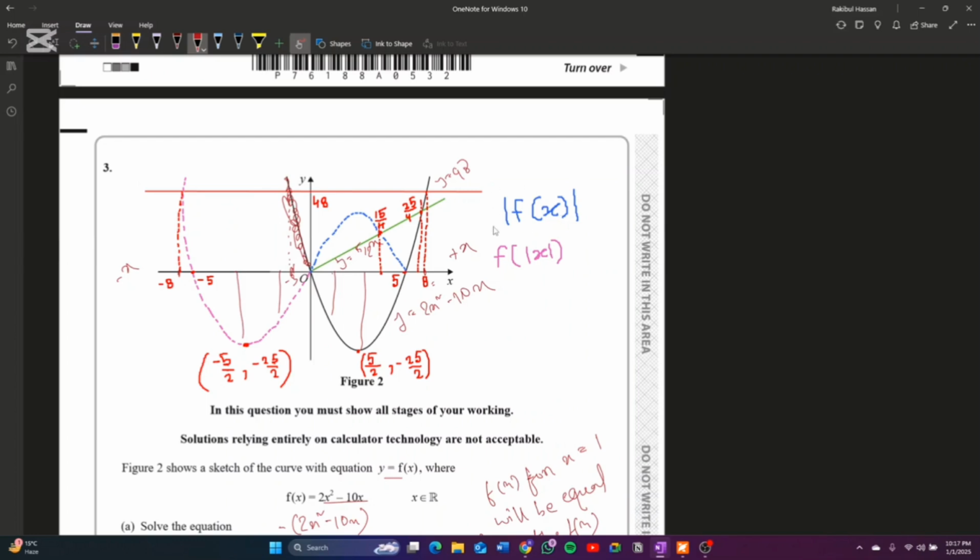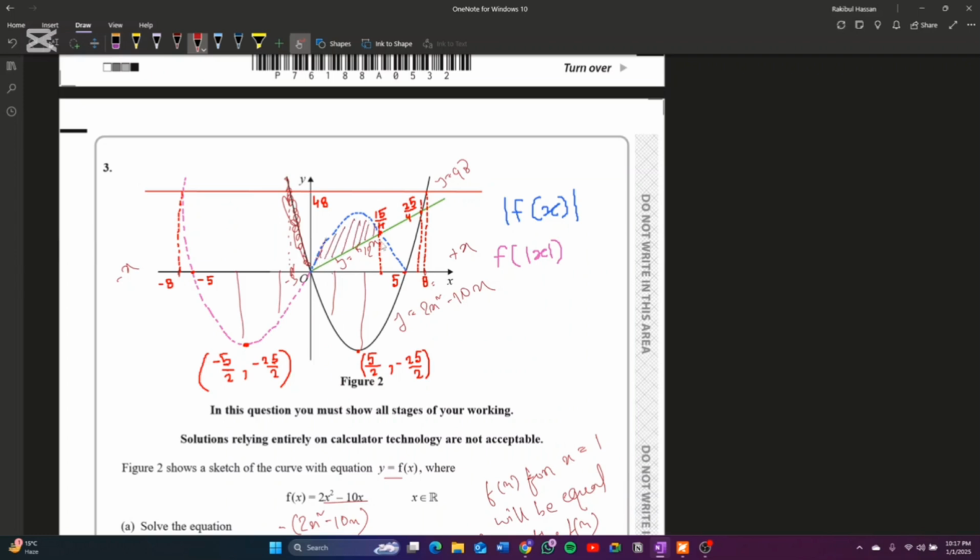And this is our curve, the modulus of f of x. Since it's the modulus of f of x, y cannot be negative. Therefore, the negative values of y will mirror themselves along the x-axis, and therefore we obtain this curve. And we can see that the part of the curve that is above this green line is this part, right?